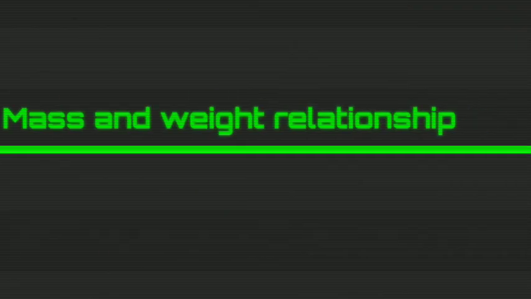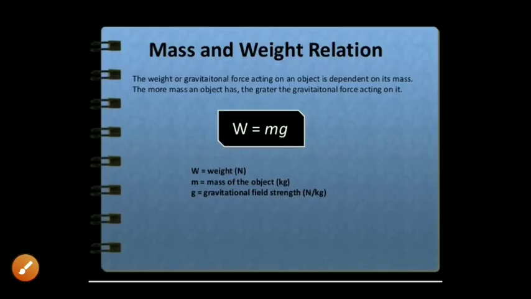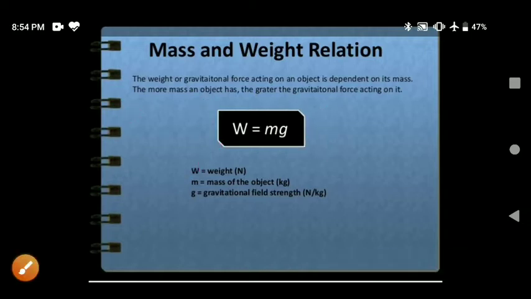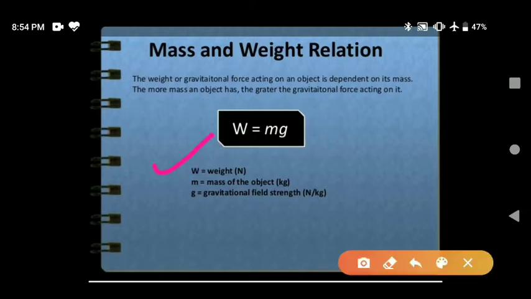Relationship between mass and weight. The weight, or gravitational force acting on an object, is dependent on its mass. The more the mass of an object, the greater the gravitational force. As the mass of the object increases, the gravitational force will increase. So here we have the formula: weight is equal to m into g. W for weight, m for mass, and g for gravitational field strength.